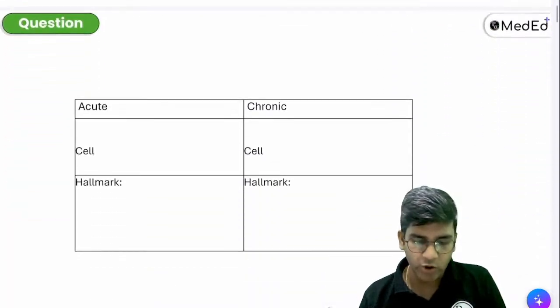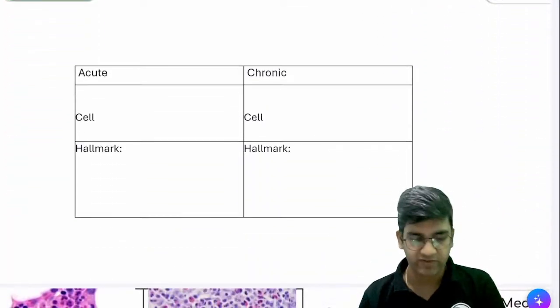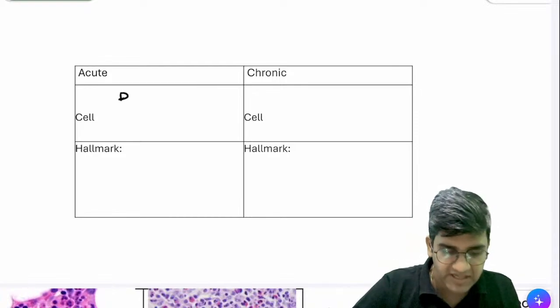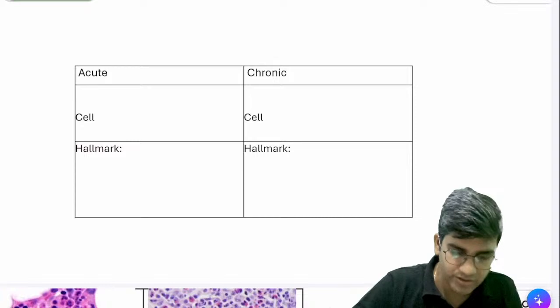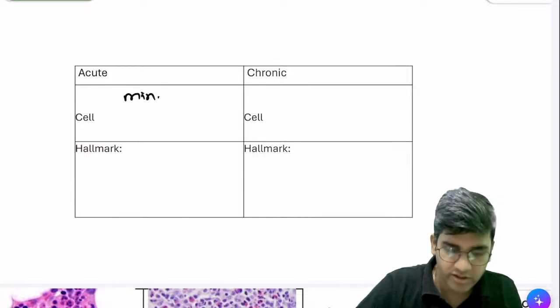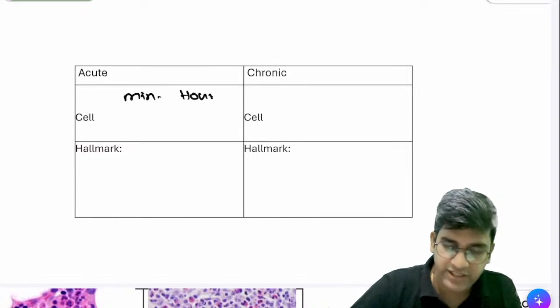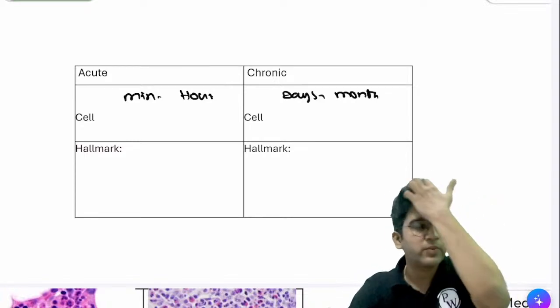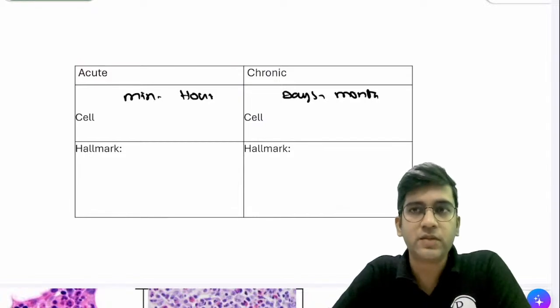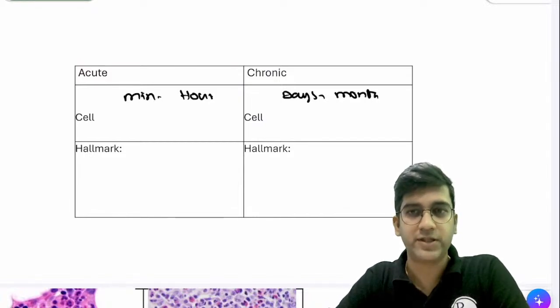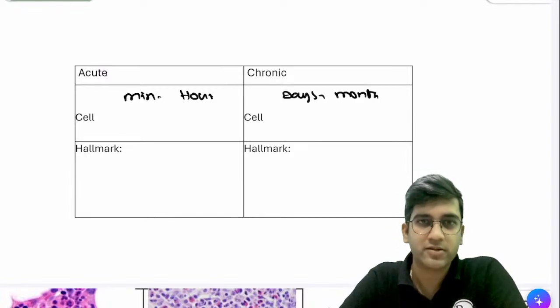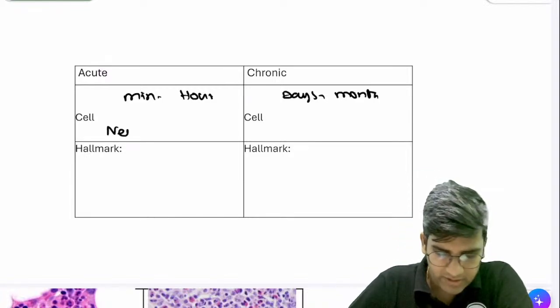Now let's have a quick look at a few important things in acute and chronic inflammation, right? Acute inflammation is going to last minutes to hours at most. It will not go beyond that, the insult. Chronic inflammation can last days, months, even years. Can anyone tell me the cell of acute inflammation? When I say cell, the inflammatory cell. What is the inflammatory cell for an acute inflammation? It's a very simple question. It's neutrophil, right? It's neutrophil.